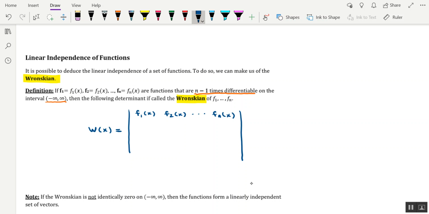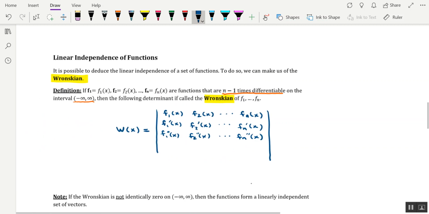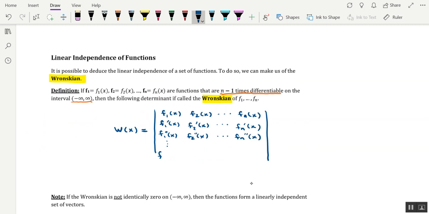So in the second row, if we need it, we'll take the first derivative of f sub 1 of x, the first derivative of f sub 2 of x, all the way down to the first derivative of f sub n of x. And like I said, we continue doing this until we have enough rows in the determinant to where we can actually execute the determinant. So in the third row, we'd have the second derivative of each of these functions. And we'd continue doing this, to be as generic as possible, until we get to the n minus 1th derivative of each of these functions.